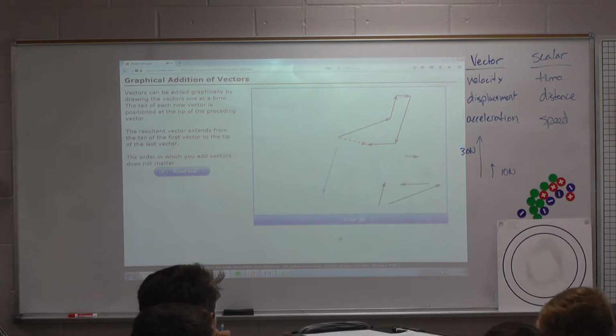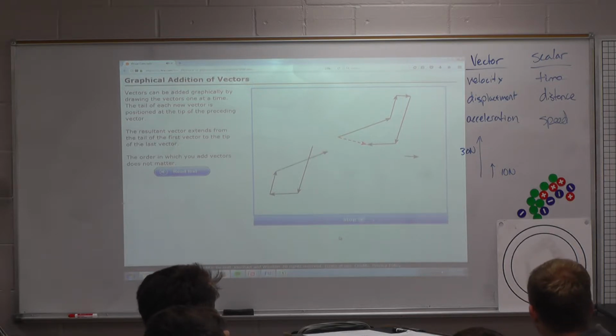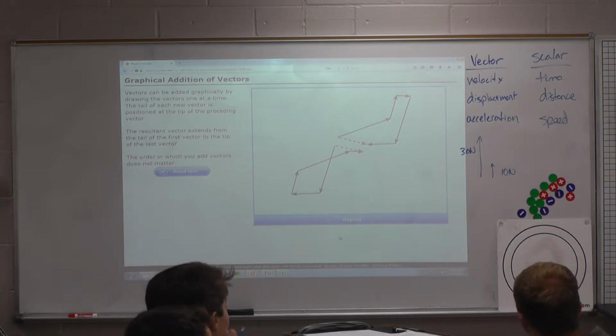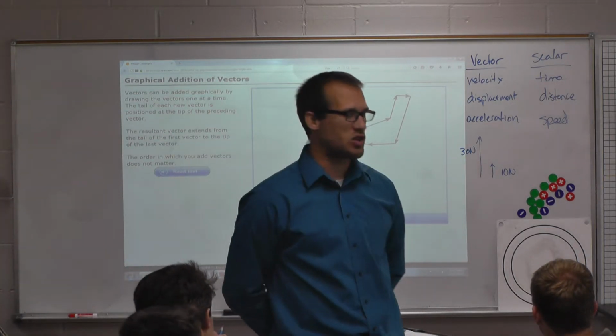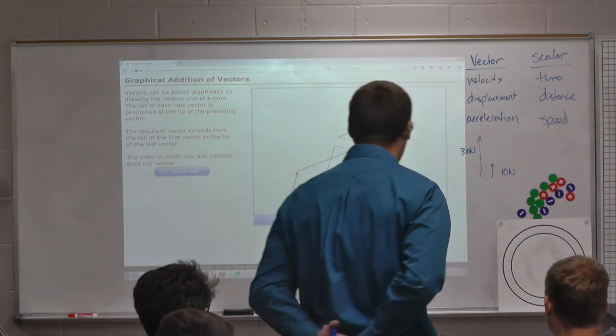Let's start with the same set of vectors again and put them together in a different order. You get the same resultant if you add the vectors in any sequence. So you're saying 2 plus 4 plus 2 is 8, 4 plus 2 plus 2 is still 8? Yeah. As long as you have them tip to tail, you should be fine. Doesn't matter what order you do them, as long as you have them tip to tail.